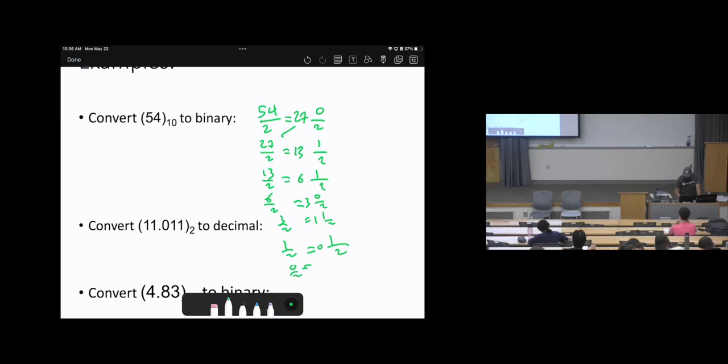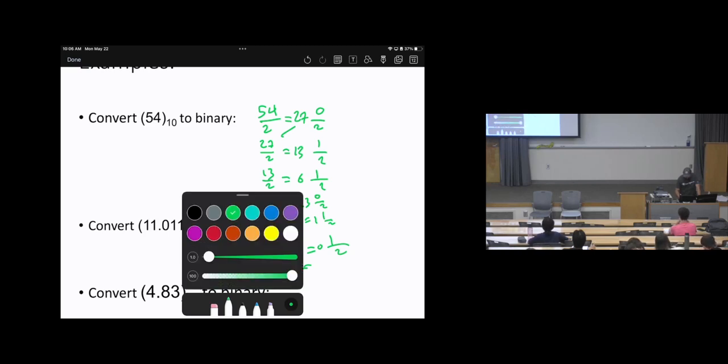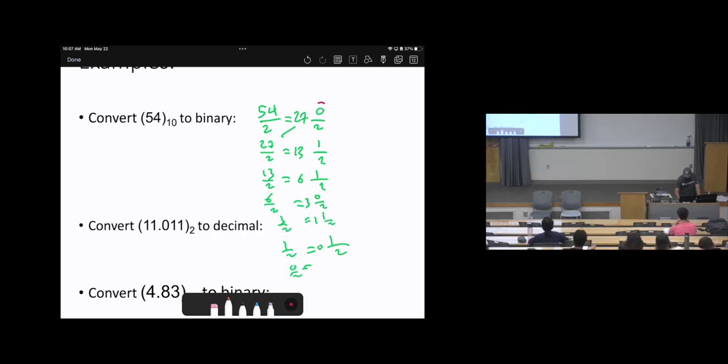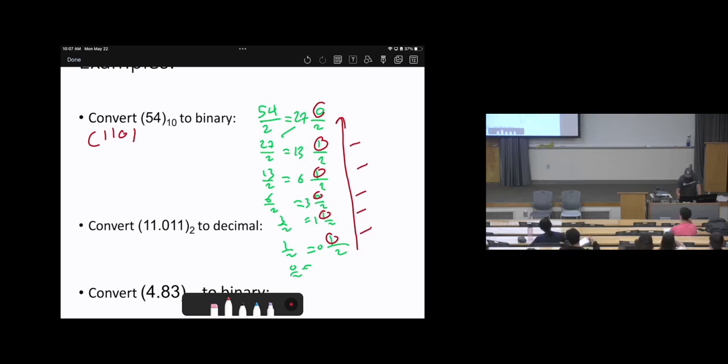Try to collect the numbers. So here we have 0, 1, 1, 0, 1, 1. But keep in mind, go backwards, start from the bottom to the top. Then it will be 1, 1, 0, 1, 1, 0. Then this is binary.